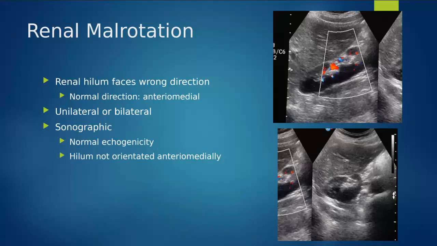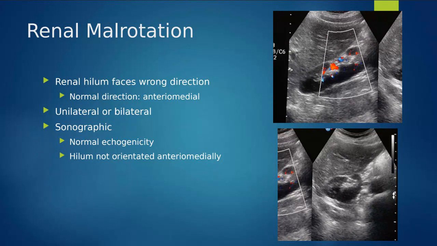So, pretty neat condition. And then we also have renal malrotation. Normally when we're looking at our kidneys in sag and in transverse, we want to see the hilum of the kidney in the anterior medial aspect. When we don't see the hilum facing in that normal direction, that's going to tell us that the kidney is kind of twisted a little bit.